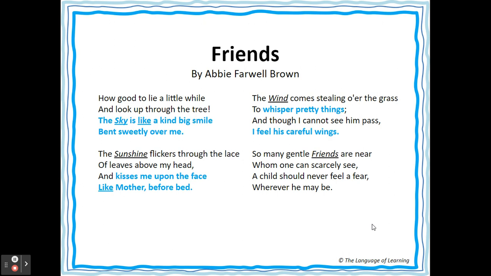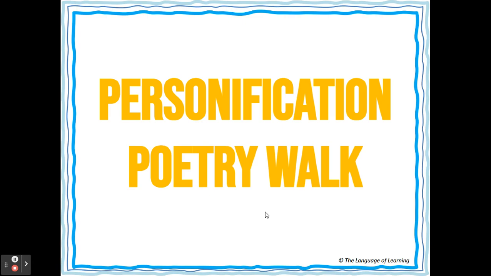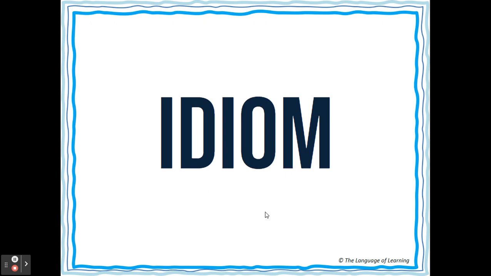All right, the sky is like a big kind smile. Here we're using the word like, so this is also an example of a simile. And so here, things like the sunshine is kissing me upon the face. Oh, here's another example of a simile. All right, so the sun is not actually kissing you. It just means you're starting to get sunburned. All right, so we're going to skip that part.